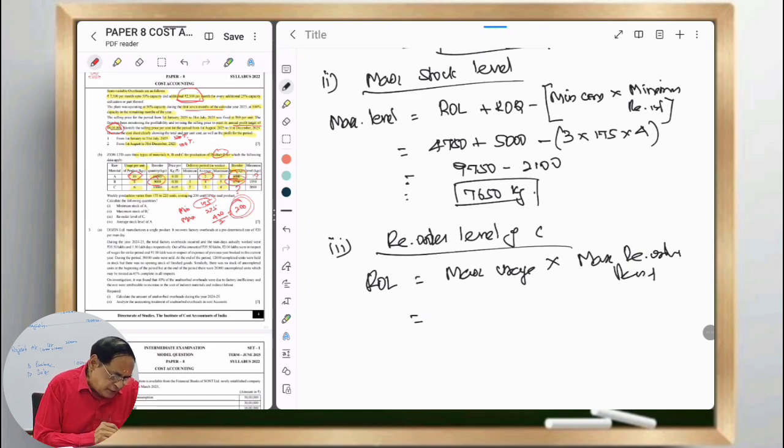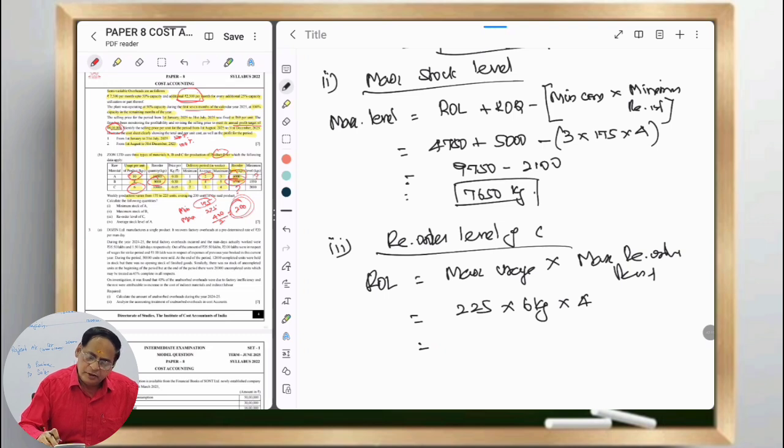So see how much the reorder period, actually 4 weeks reorder period. How much maximum requirement, 225. So 225 maximum usage into how many kg, that is 6 kg. 6 kg of C is required to manufacture P. So 225 into 6 kg into maximum reorder period 4. So that is the answer.